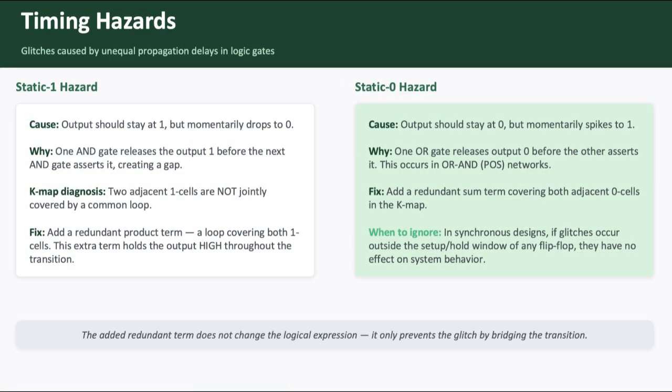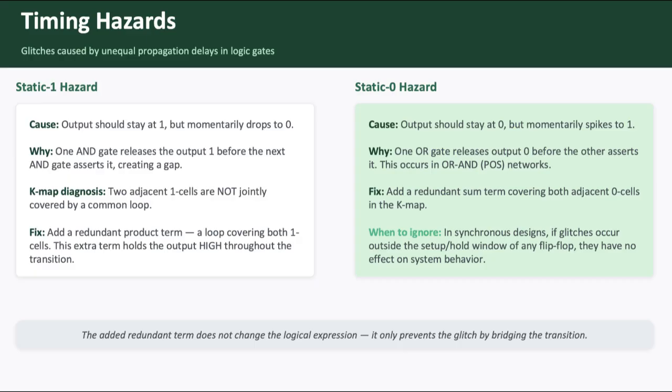Even a perfectly minimized Boolean expression can produce incorrect output in a real physical circuit, briefly and transiently. These transient errors are called timing hazards, and the K-map provides a diagnostic tool to detect and eliminate them. Let's start with the static 1 hazard. The circuit output is supposed to stay constant at 1 as one input variable transitions from 0 to 1.